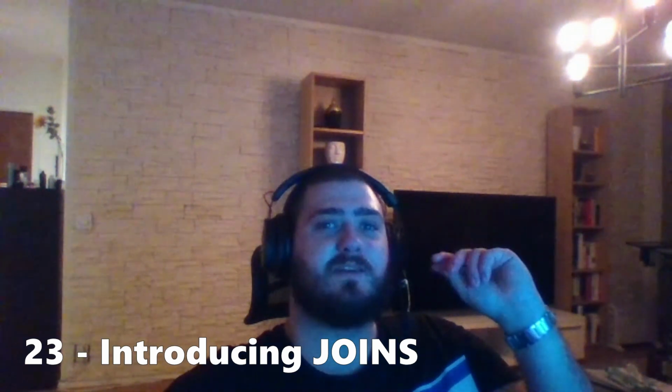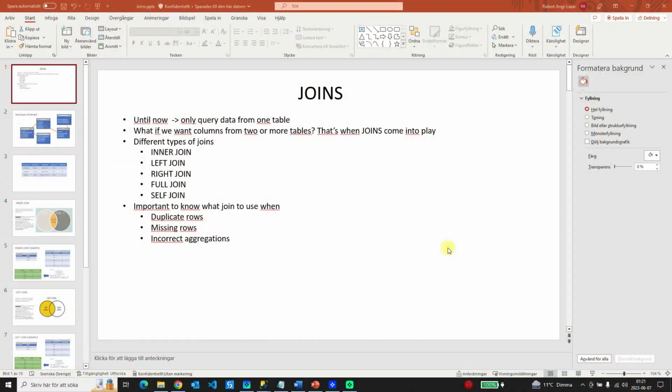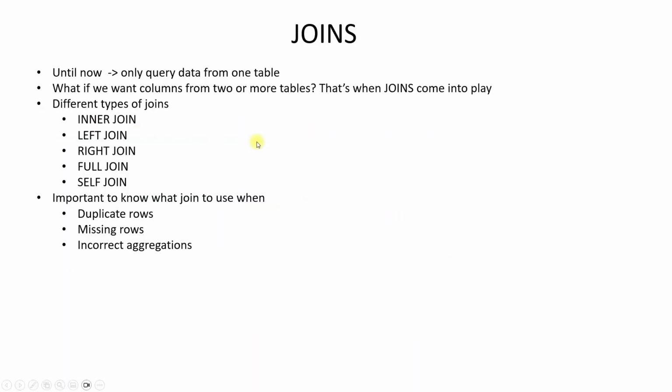So without further ado, let's dive right in and talk about joins. Up until now, we have only been querying data from one table. We've mainly queried the customer table, and we have also taken a look at some queries where we query columns from the fact internet sales table. So what if we wanted to combine columns from two or more tables? That is when joins come into play.